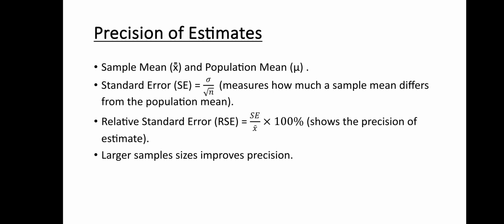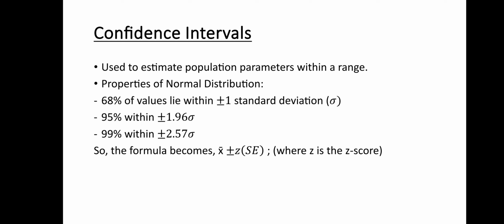Here's something really important to understand. As our sample size increases, the standard error decreases. This makes sense intuitively. The more data we have, the closer our sample mean would be to the true population mean. Sometimes it's helpful to express this error as a percentage of our sample mean, which is what we call the relative standard error. This gives us a way to compare precision across different studies or measurements. The practical implication here is clear. If we want precise estimates, we generally need larger sample sizes. But as we will see later, a balance needs to be struck between precision and practicality.